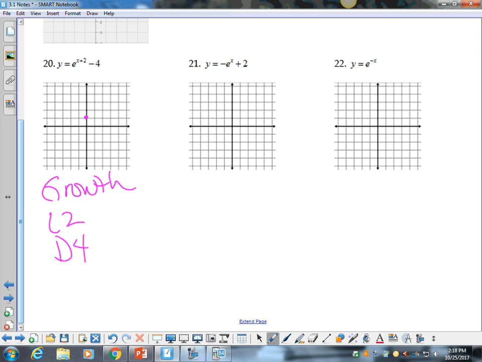Could I go down 4 and then left 2? Could you? Yes, you could have. You'll end up at the same place. It's not like a slope. You're just doing 2 transformations. Where's his asymptote? And we're growth.